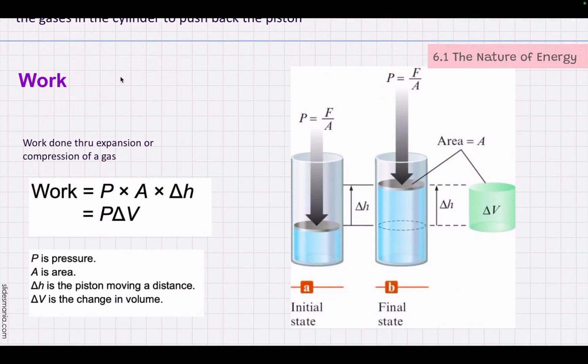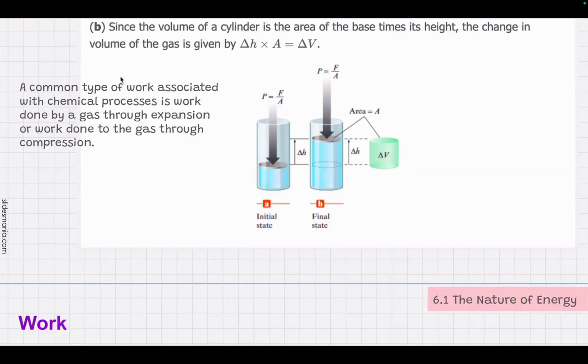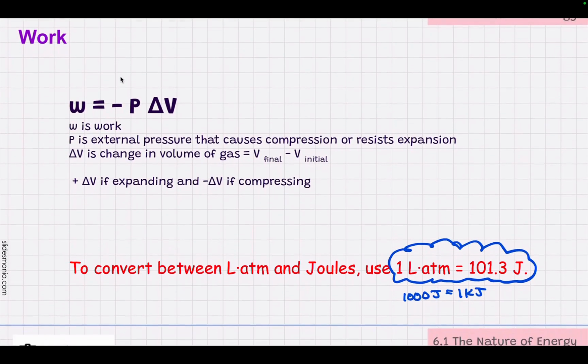So there's a derivation, but we're going to be using the equation right here. Work equals negative P, the external pressure that is causing the compression or resisting the expansion, times delta V. Delta V is the change in volume. It'll always be final, what you end with, minus what you start with.